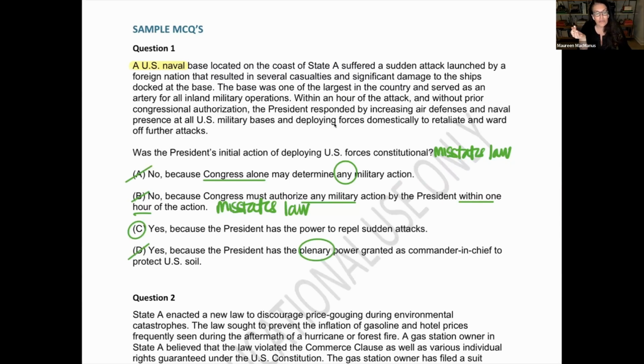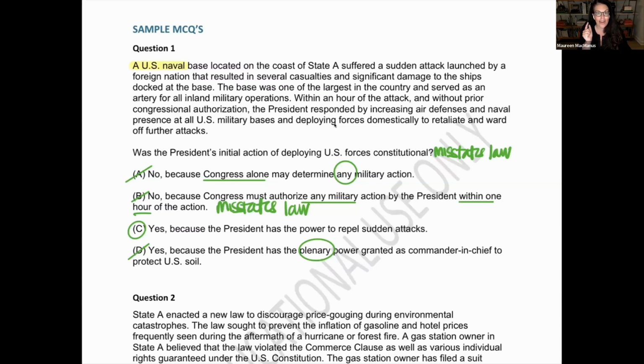And I'm like, all right, well, the president is commander-in-chief. The president does have the power to repel sudden attacks, and they can take certain actions. It doesn't say that they can do anything, though. So C has enough restraint in it. So C is the correct answer. That's what the majority of you picked. 55% of you picked C, which is good.